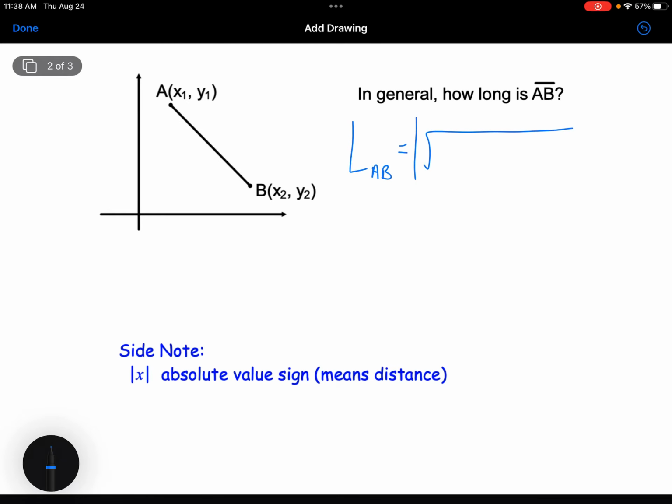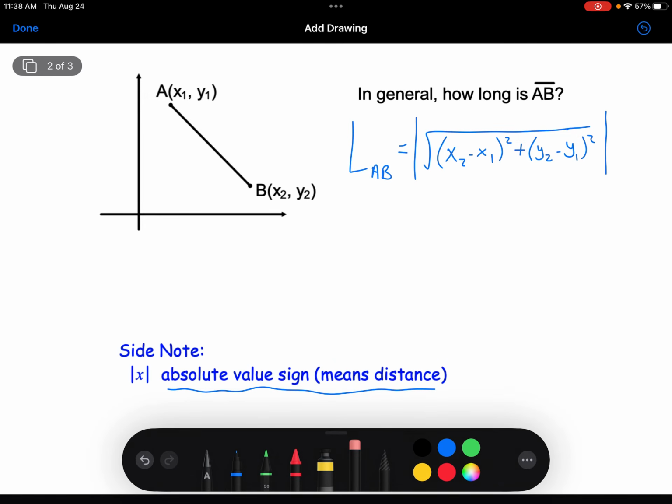So we're going to have the square root of the difference in A minus B, or we'll go x2 minus x1 squared plus y2 minus y1 squared. And then we're taking the absolute value. All that means is that we're looking at a distance. We're looking at a positive value.